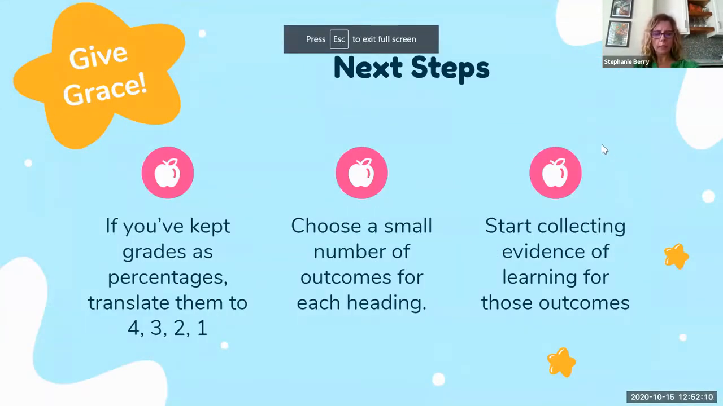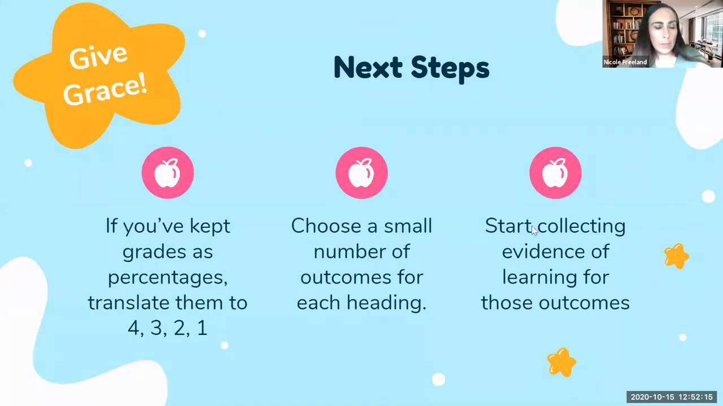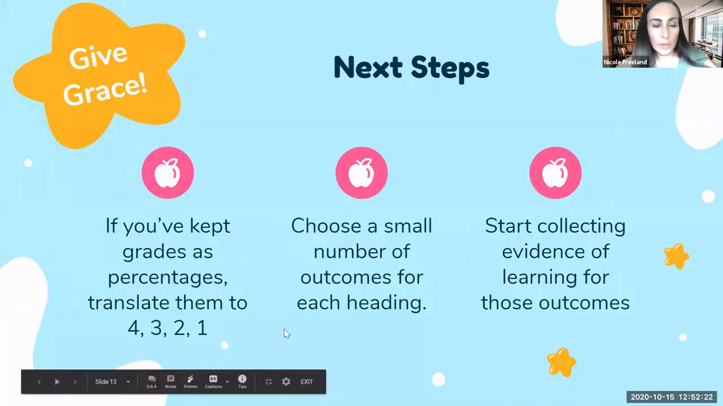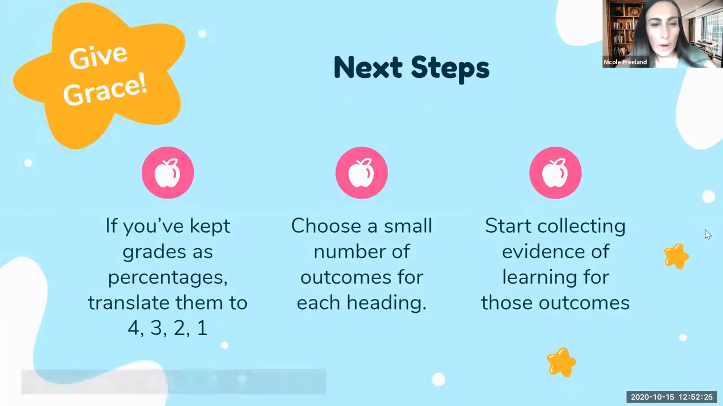So let's talk about a couple next steps moving forward here. All right, so our next steps are, if you've kept grades as percentages, then translate them into that 4, 3, 2, or 1. And then make sure you are choosing a small number of outcomes for each heading. Start collecting that evidence for learning outcomes starting now. So if you haven't started this process yet, it's okay. Just go ahead and transfer what you have already done, and then start collecting that evidence.